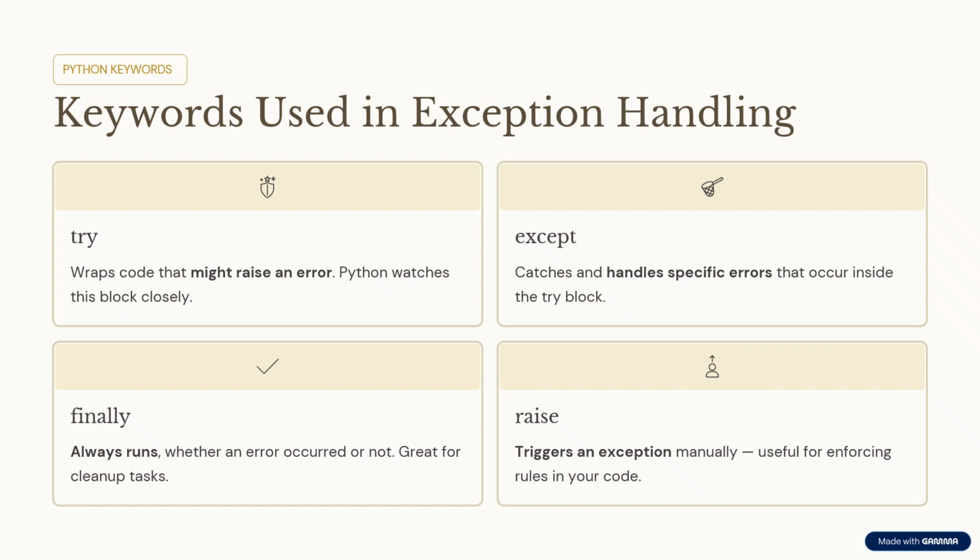And third one is finally. The finally block executes whether an error occurs or not. It is mainly used for cleanup operations like closing files. And the fourth one is raise. The raise is a keyword used to create an exception manually when needed.